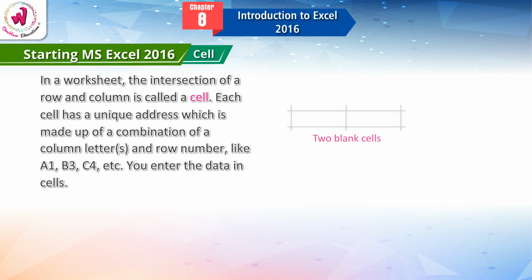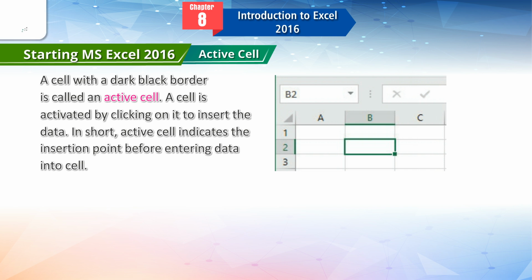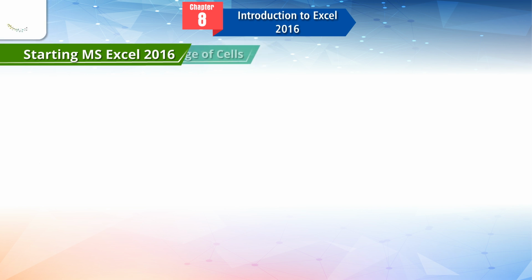You enter the data in cells. Active cell. A cell with a dark black border is called an active cell. A cell is activated by clicking on it to insert the data. In short, the active cell indicates the insertion point before entering data into a cell.